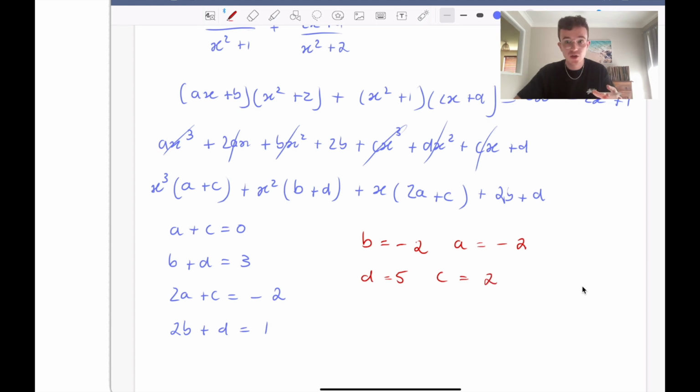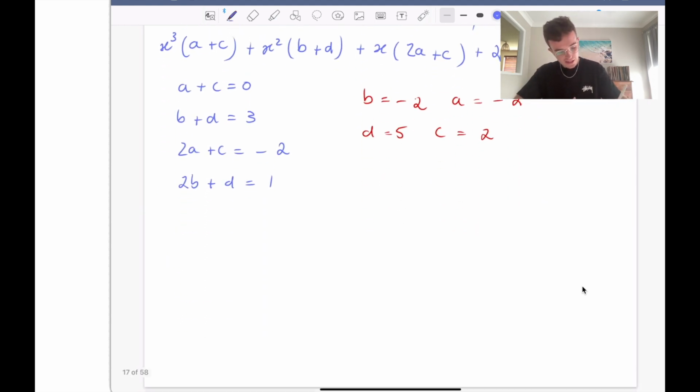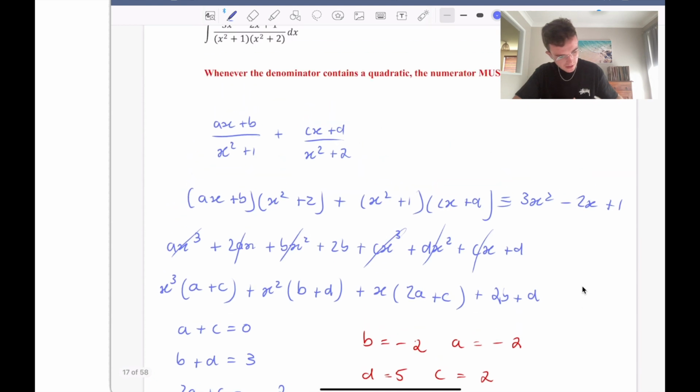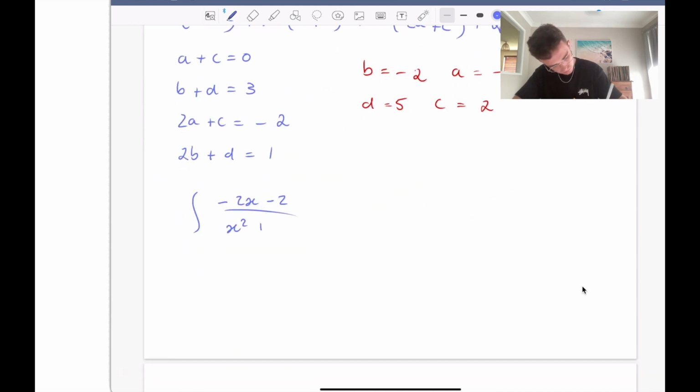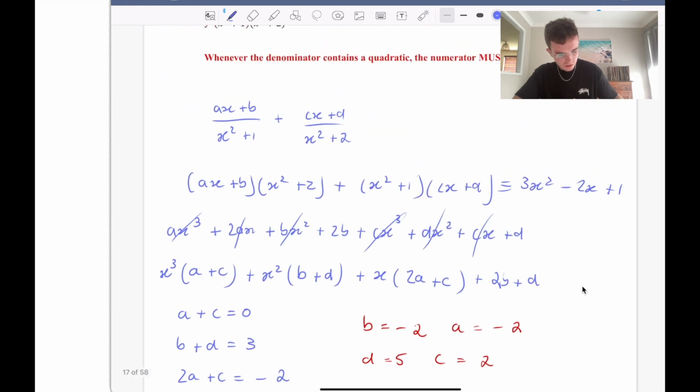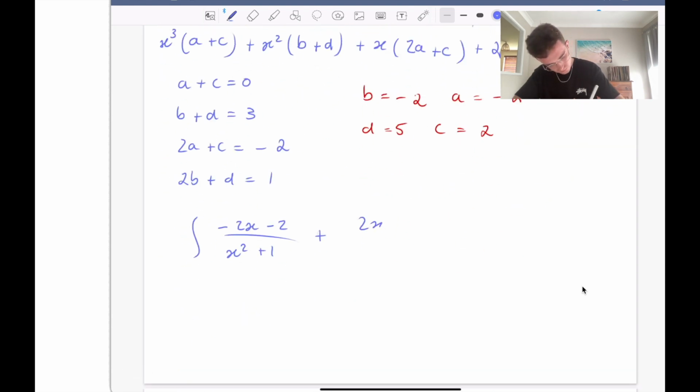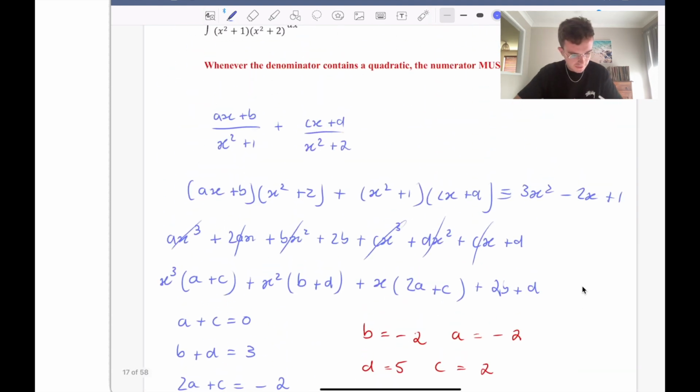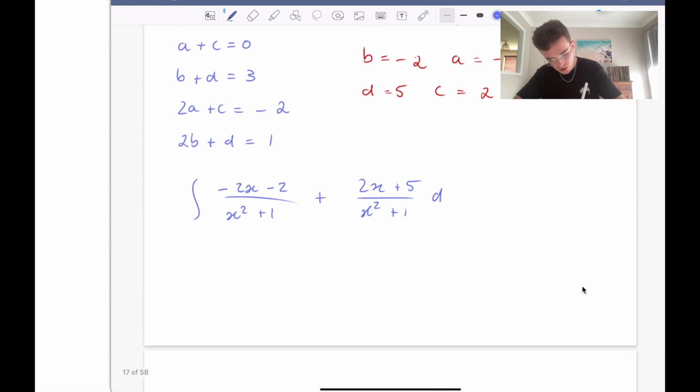So I'm not going to show you how to do that. That is quite easy to do, and I want to save time making this video. So this is going to be the integral of (-2x - 2) over, what's that going to be? x² + 1 we had first, plus, what's this going to be? (2x + 5) over x² + 1. Now, is this definite or indefinite? Indefinite, which is nice.